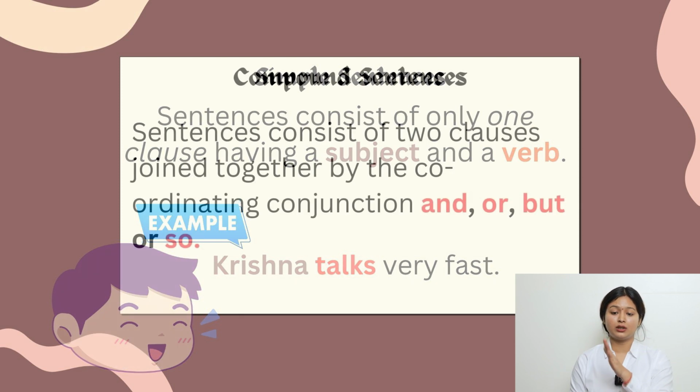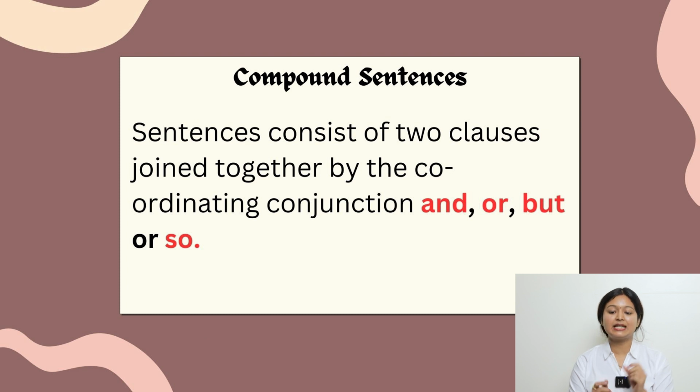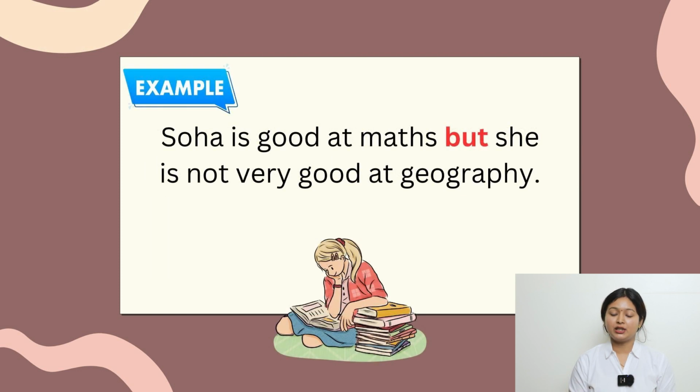Now, let's move on. We have the compound sentence. In a compound sentence, we have two clauses which are joined together by a coordinating conjunction like and, or, but and so. Example, Soha is good at maths but she is not very good at geography. Now see, the first clause is Soha is good at maths, but is the conjunction, and then she is not very good at geography.